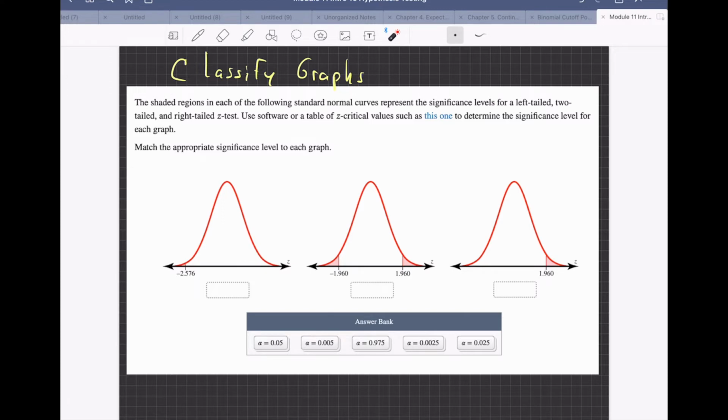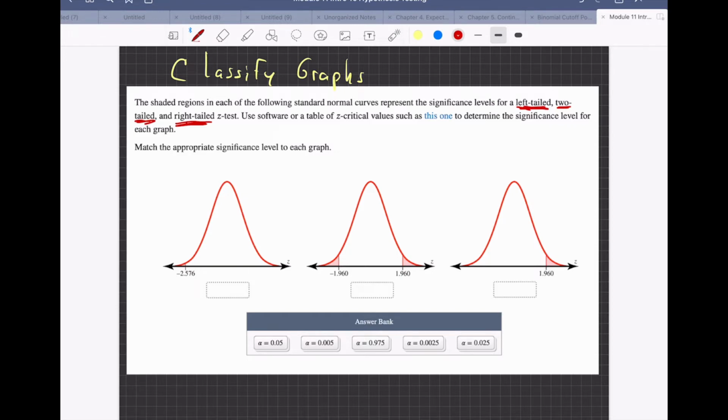All right, this example from Achieve says classify graphs. It says the shaded regions in each of the following standard normal curves represent the significance levels for a left tail, two tail, and right tail. Use software or a table of critical values, such as this one, to determine the significance level for each graph.